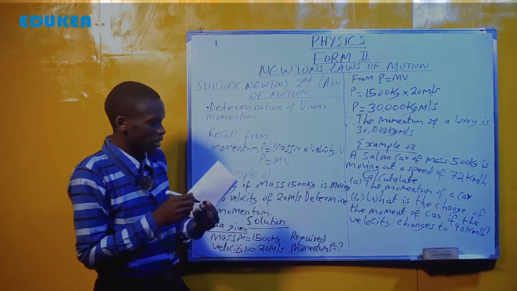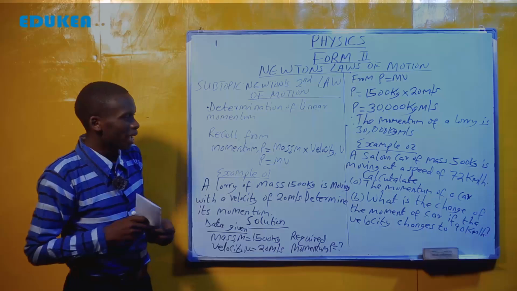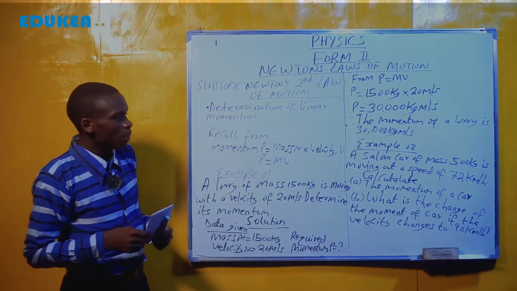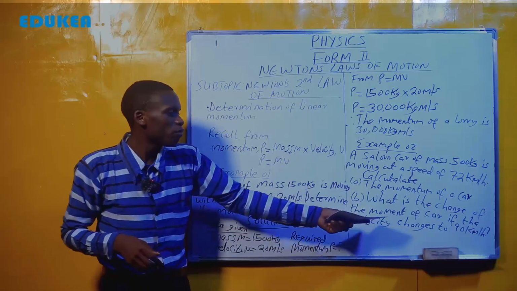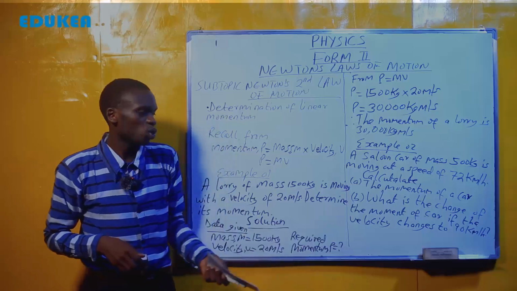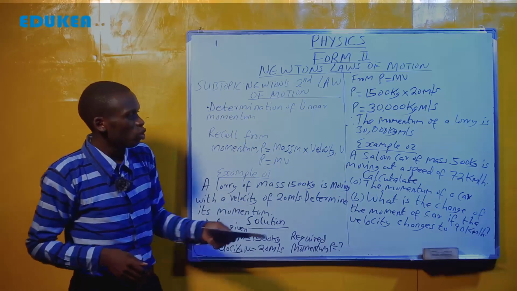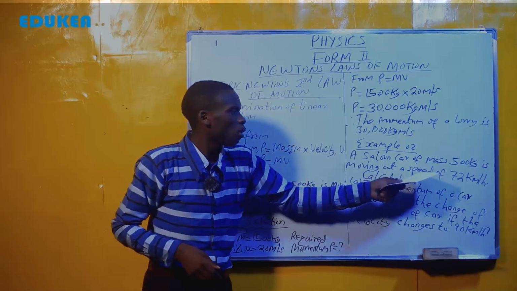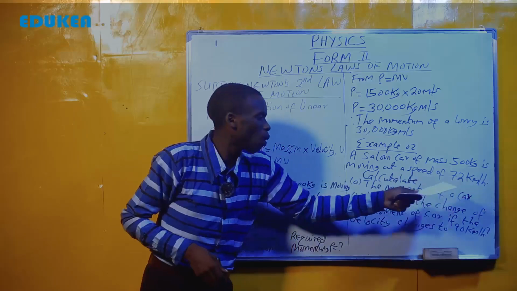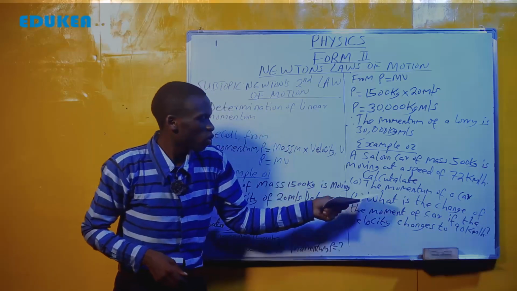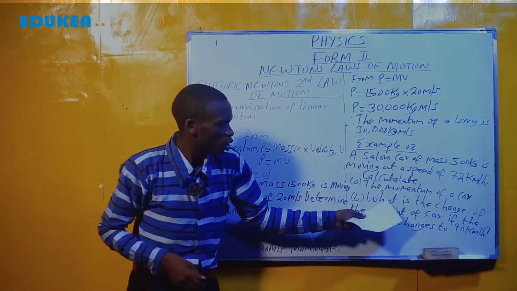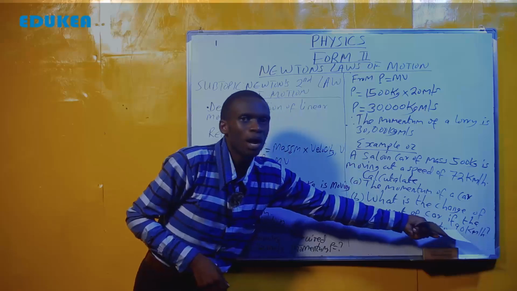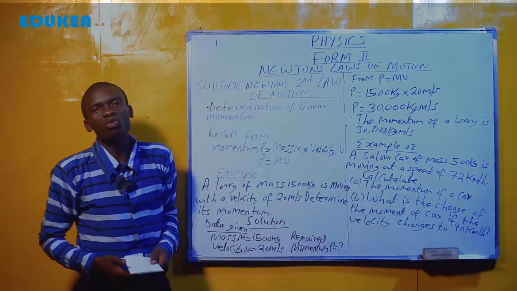And the second one, you're required to determine the change of momentum if velocity changes to 90 km per hour. So initially, the car was moving with 72 km per hour, and you are required to determine what will be the change of momentum if velocity changes to 90 km per hour.